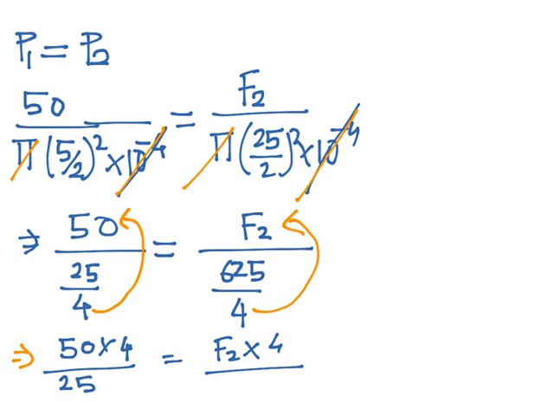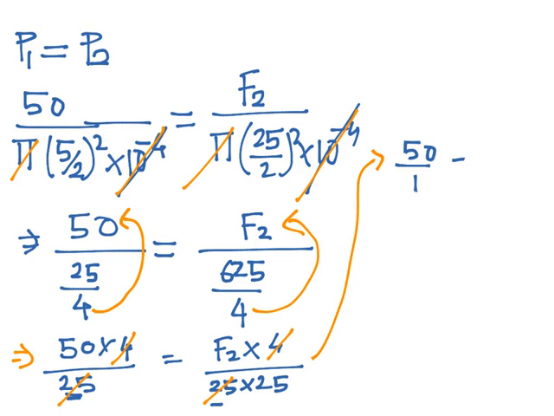Now, the funny part is 25 squared was 625, but we can even keep it as 25 into 25, because see, here there's 125, here there's 125, there's a chance that it cancels out. So we don't have to do the calculation. This 4 gets cancelled out, this is cancelled out, because it's equal to in between. So we can continue writing: 50 by 1 equal to F2 by 25. And now we do the cross multiplication.